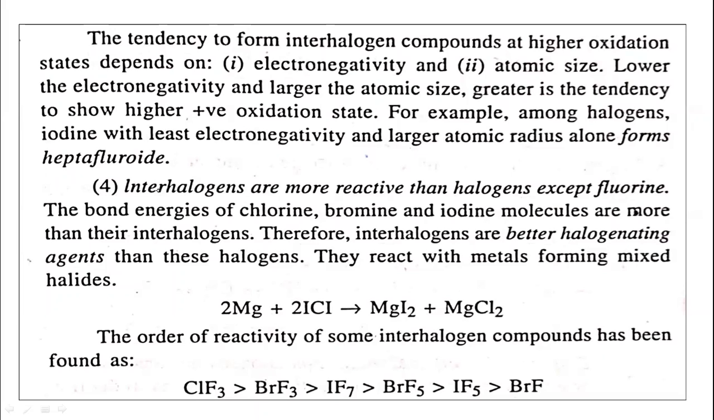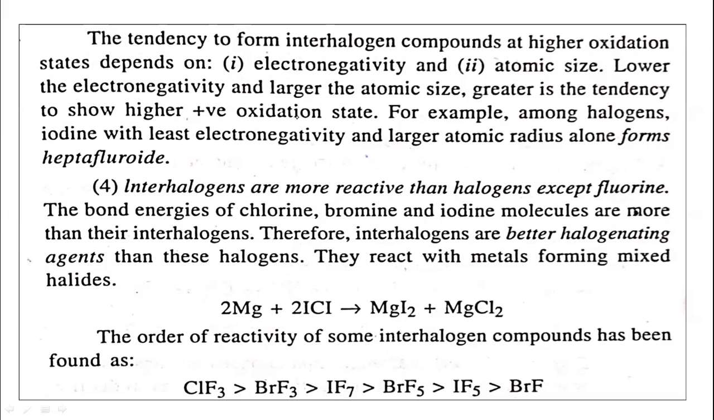The reason is electronegativity. Iodine is less electronegative. Second thing, atomic size: the atomic size of iodine is larger. The lower the electronegativity and the larger the atomic size, the greater is the tendency to show the positive oxidation state. That's why iodine shows positive oxidation states from +1 to +7.